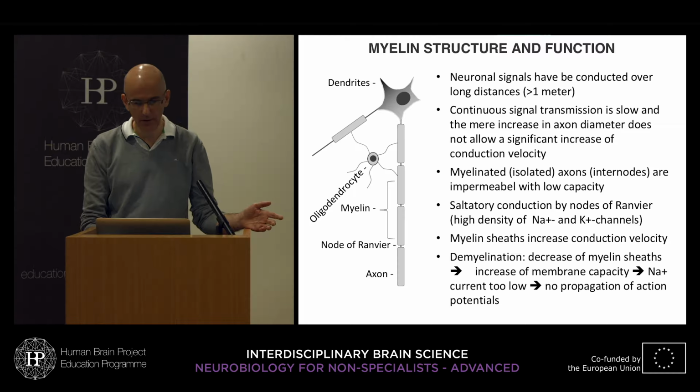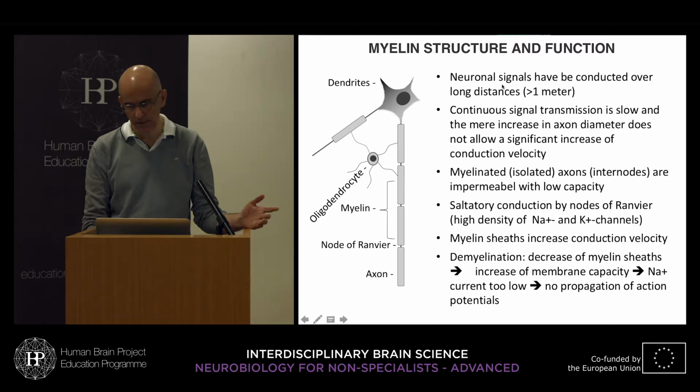Before I go into detail, I just have to briefly repeat myelin structure and function. You have here schematically a neuron in the central nervous system with axons which are surrounded by myelin sheaths produced by oligodendrocytes, and myelin internodes are separated by the so-called nodes of Ranvier, which are crucial for signal transduction.